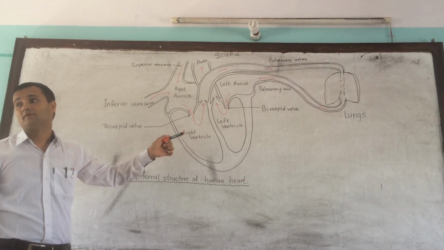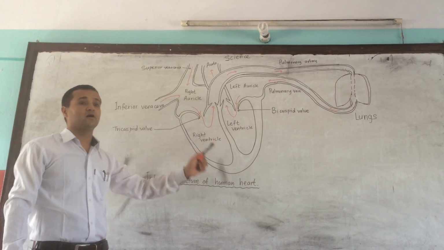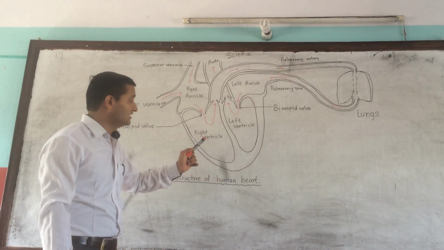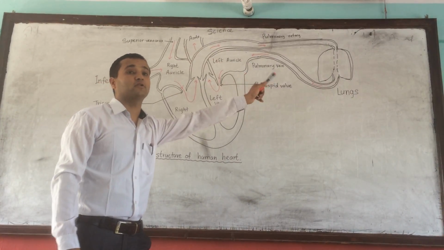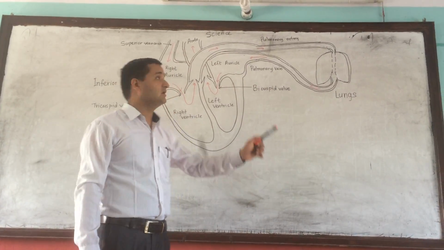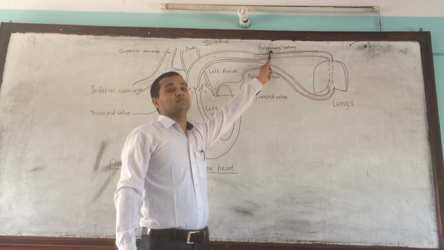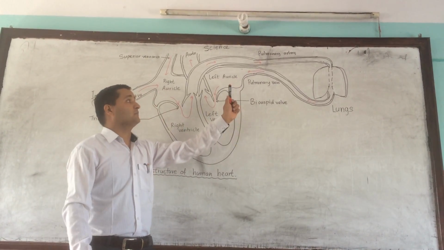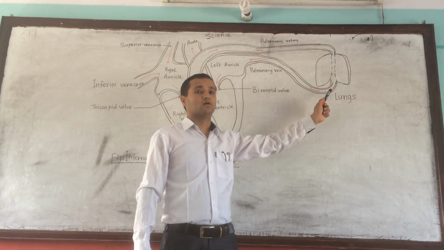What is the name of the valve? Tricuspid valve. The blood is collected here in the right ventricle. After that, the same impure, that is deoxygenated blood, is pumped to the lungs for further purification by an artery known as the pulmonary artery. This helps to carry impure blood from the right ventricle to the lungs.